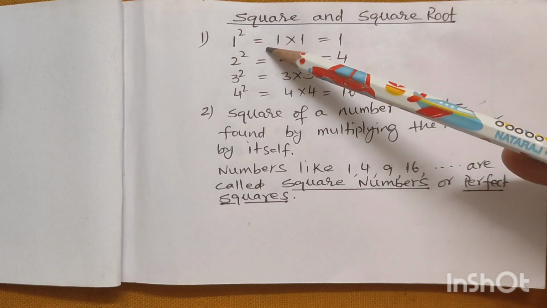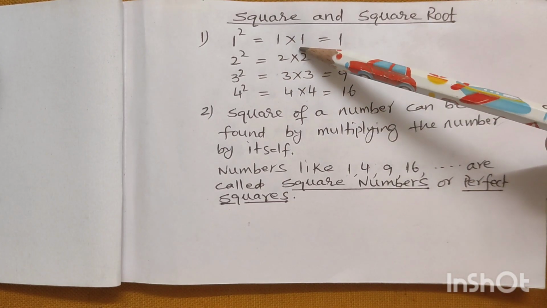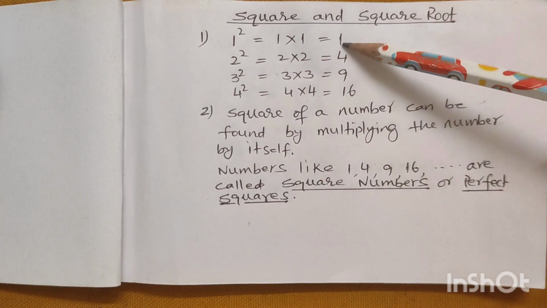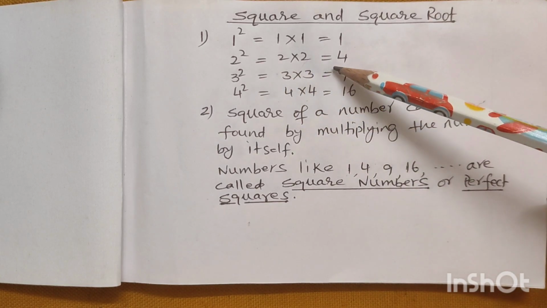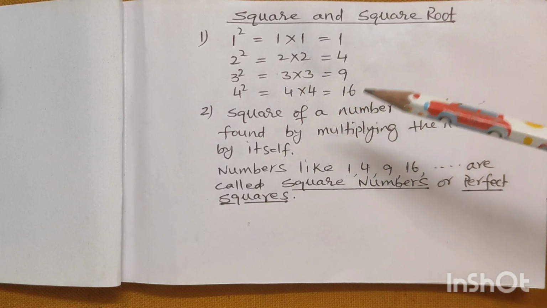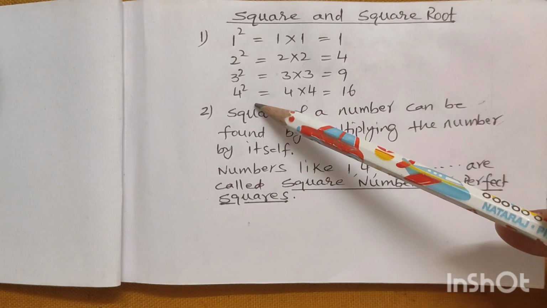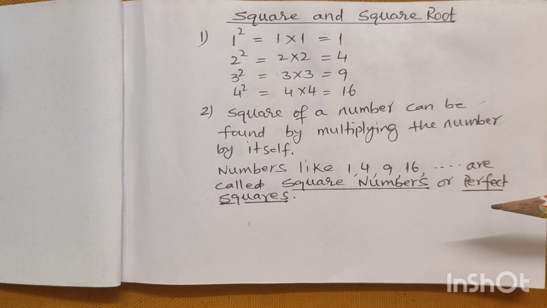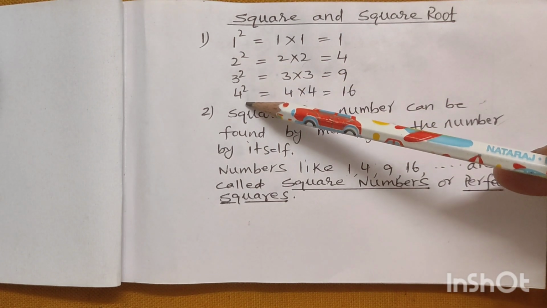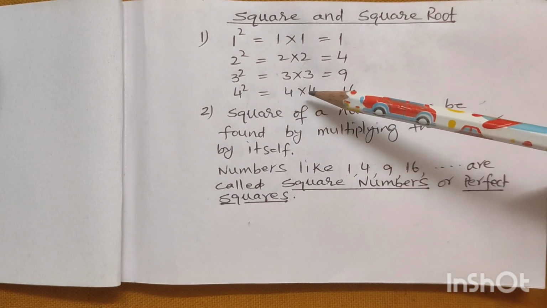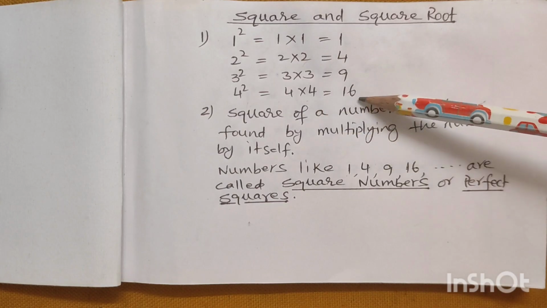See here, 1 square equals 1 into 1. This is equal to 1. 2 square is 2 into 2 equals 4. Similarly, 3 square and 4 square. Square of a number can be found by multiplying the number by itself. 4 square is found by multiplying 4 by 4 itself, that is 16.